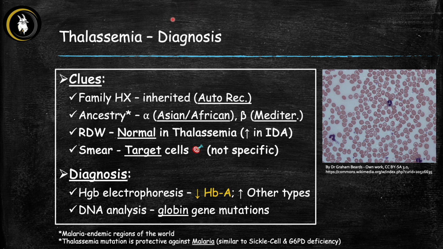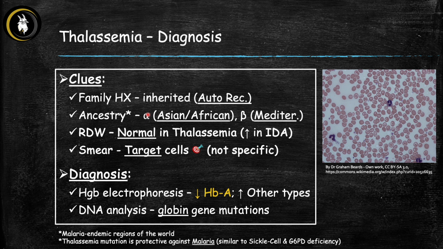Okay, so now let's talk about how to diagnose thalassemia. There are some clues here that can help. So first, this is an inherited autosomal recessive condition, so family history might be positive for thalassemia in that autosomal recessive pattern. Second is ancestry. Thalassemia is more prevalent in areas where malaria is endemic. It's thought that that's because the thalassemia mutation can actually protect against malaria, and this is going to lead to an evolutionary pressure for that mutation to have survived in those regions.